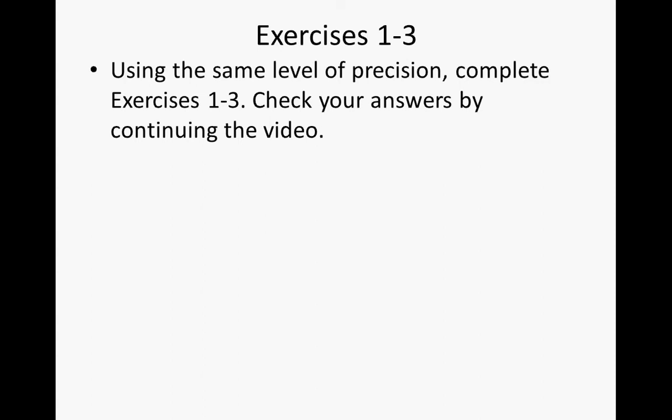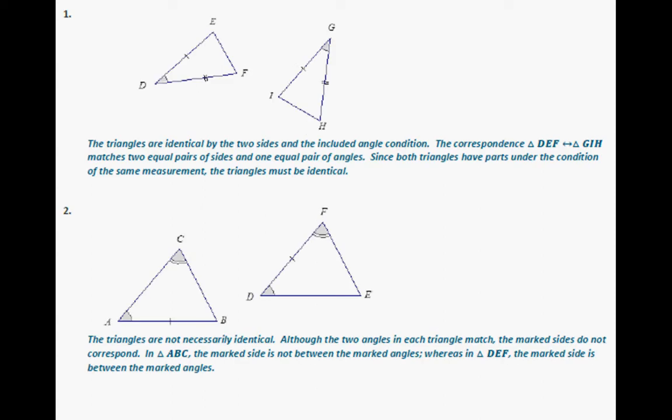Alright, you should be done with exercises 1 through 3. So for exercise 1, these 2 triangles are identical because of the 2 sides and included angle condition. Notice that we have a side, and then an included angle, and then another side. And by order of the sides and the angles, we would start with D corresponding to G. So the correspondence is DEF corresponds to GIH. And again, it matches the 2 sides and included angle, and because that's one of our conditions for a unique triangle, then these triangles must be identical.